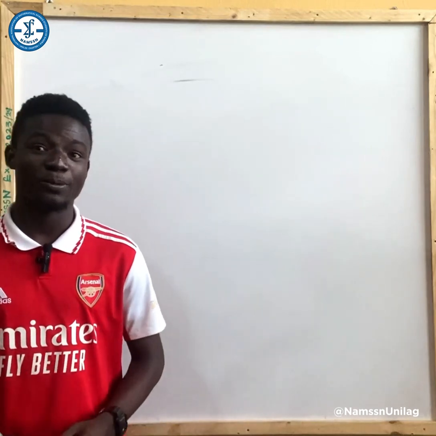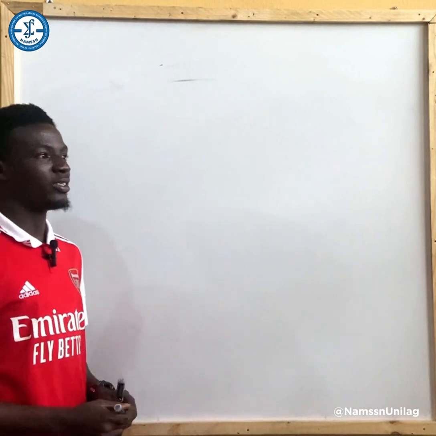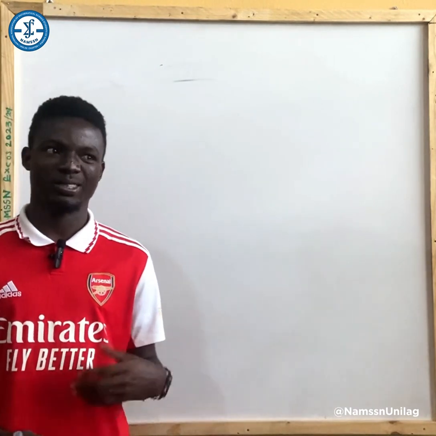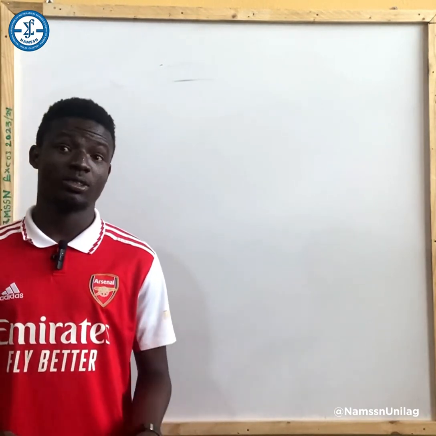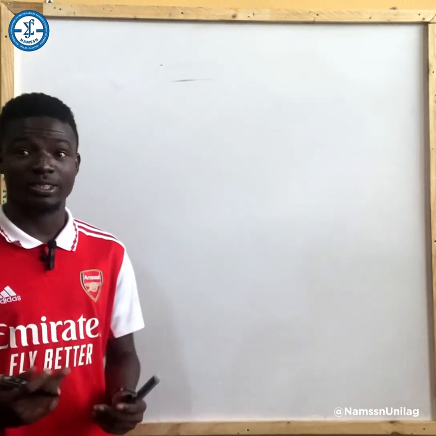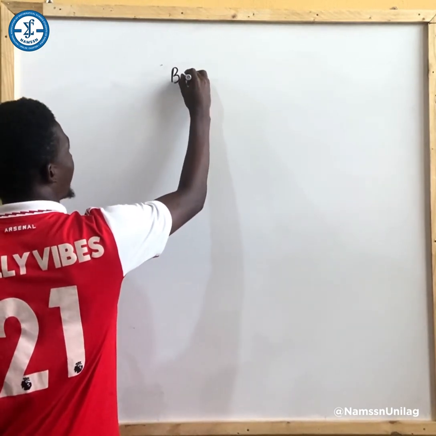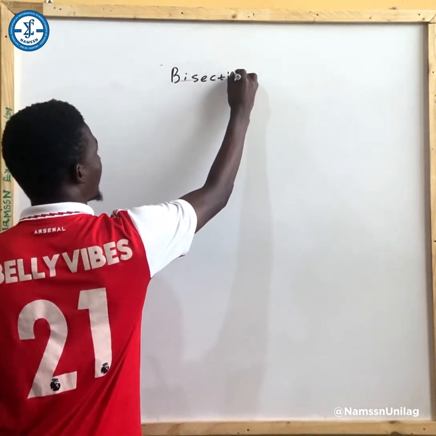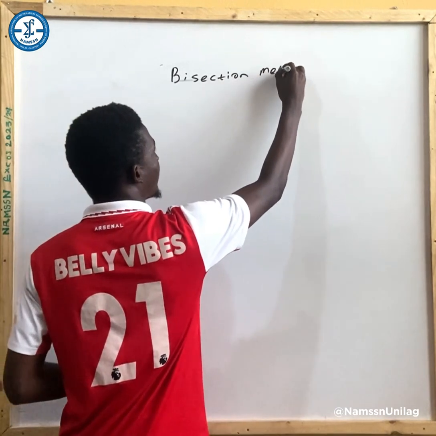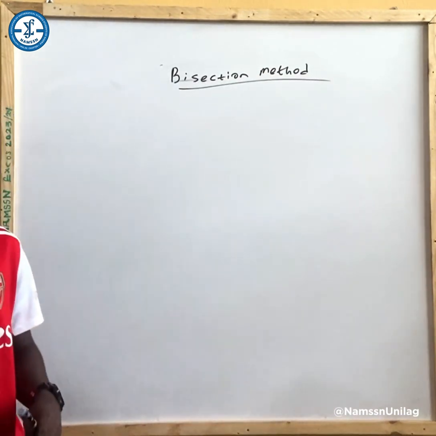We're going to be doing a recap on transcendental equations. So, there are basically 4 methods of solving transcendental equations. The first one is the bisection method, and this is the easiest of all. So how do we use the bisection method?